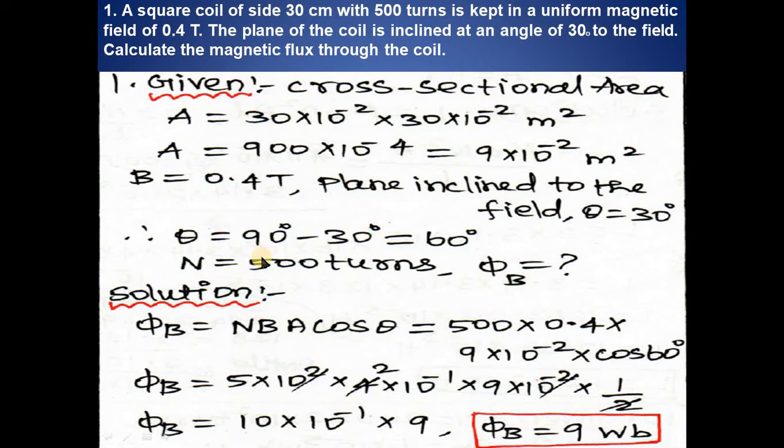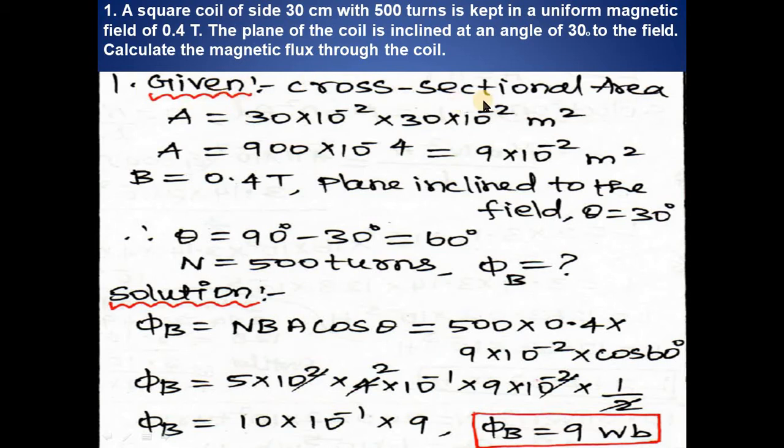Let me continue the fourth lesson problems. First problem: a square coil of side 30 centimeter with 500 turns is kept in a uniform magnetic field of 0.4 Tesla. The plane of the coil is inclined at an angle of 30 degrees to the field. Calculate the magnetic flux through the coil. Let me find out the value of the magnetic flux.